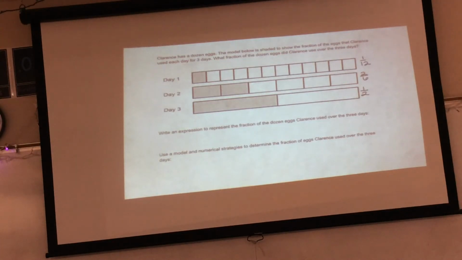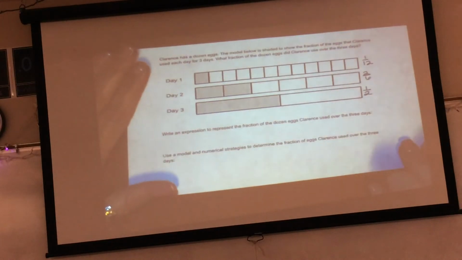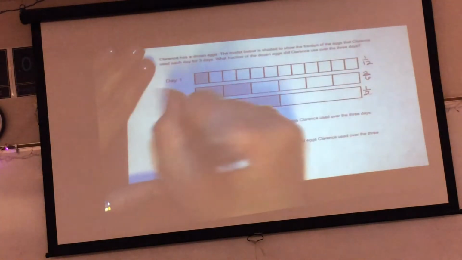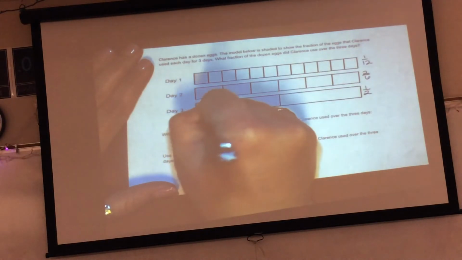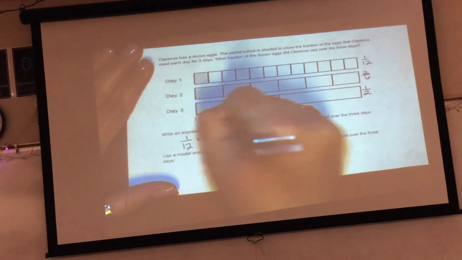Brock? Never mind. You can do it. If I want to figure out the total amount of eggs he used during these 3 days, what would I do? Oh, add them. I'm going to add them up, right? 1/12 plus 2/6 plus 1/2.